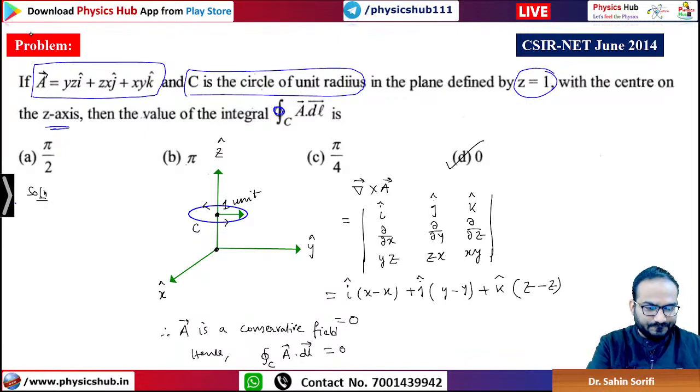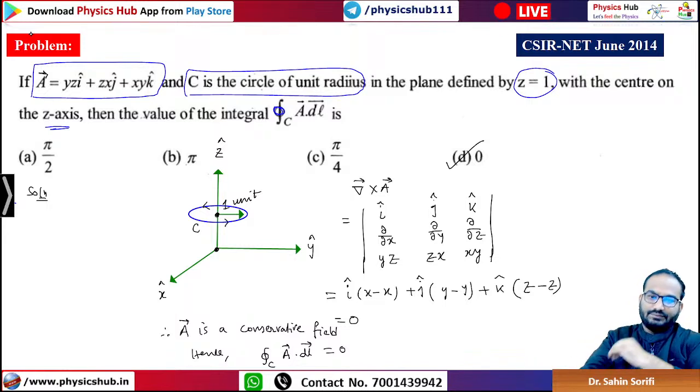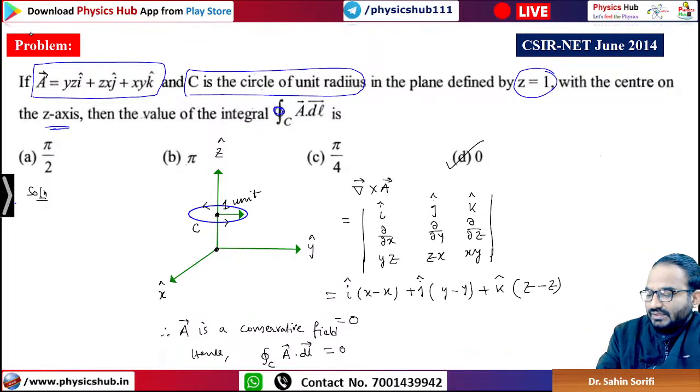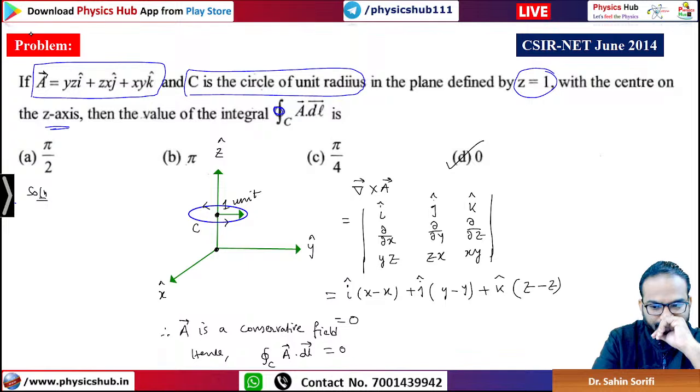Simple thing, no issue. I am now giving you another problem, and by that problem you will be able to understand this line integral pretty well. Let me just write the problem, then we will discuss the solution. Simple problem, but essential to understand the line integral efficiently.